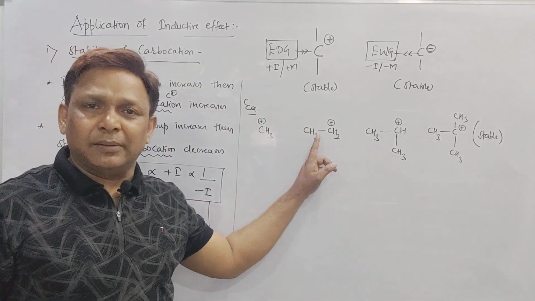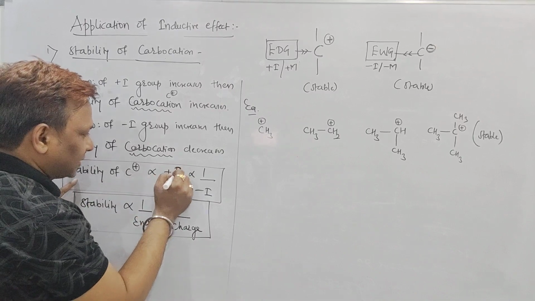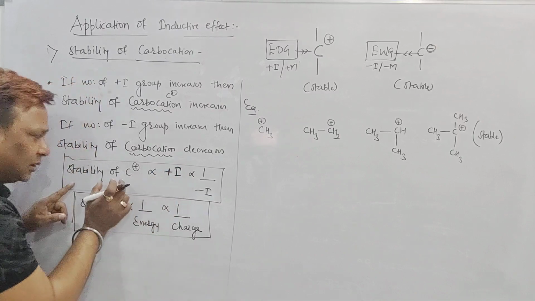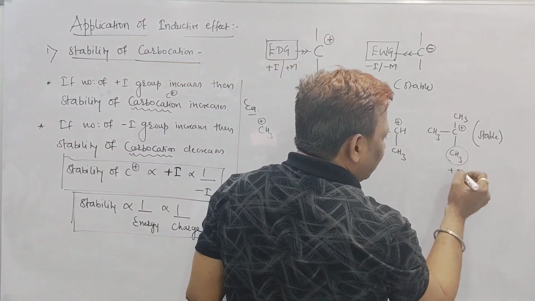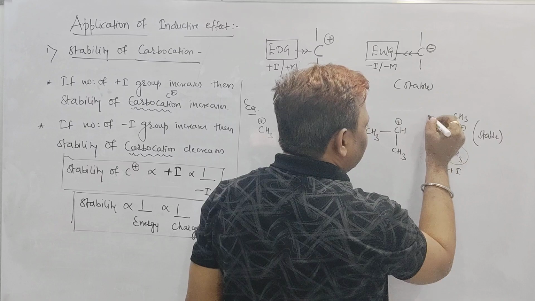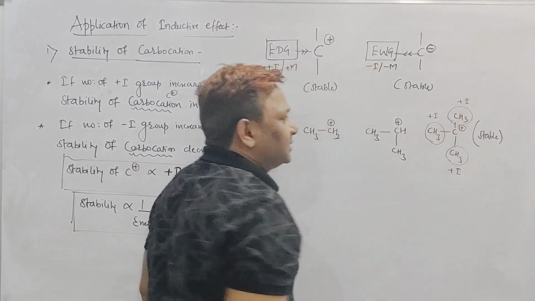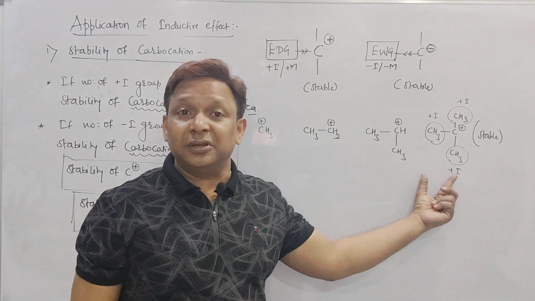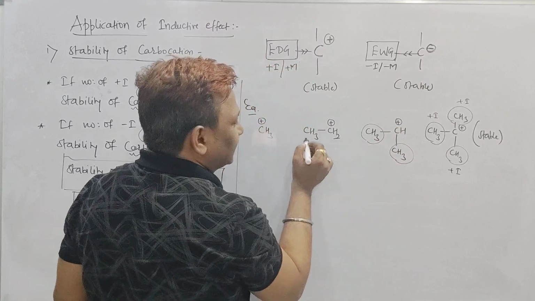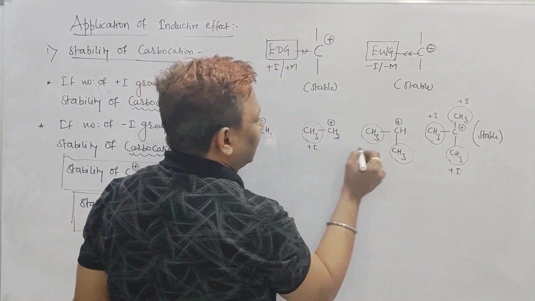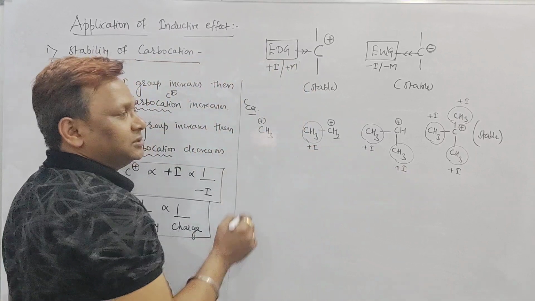Sir, we are talking about stability of carbocation. Stability of carbocation is directly proportional to plus I group. More the number of plus I, more the stability of carbocation. Do you know, beta, CH3 will have plus I effect, CH3 will have plus I effect, CH3 will have plus I effect. Means in this case how many plus I do we have? 3. In this case how many? Only 2. In this case? Only 1. So it will have 2 plus I, it will have 1 plus I, it has 0 plus I.